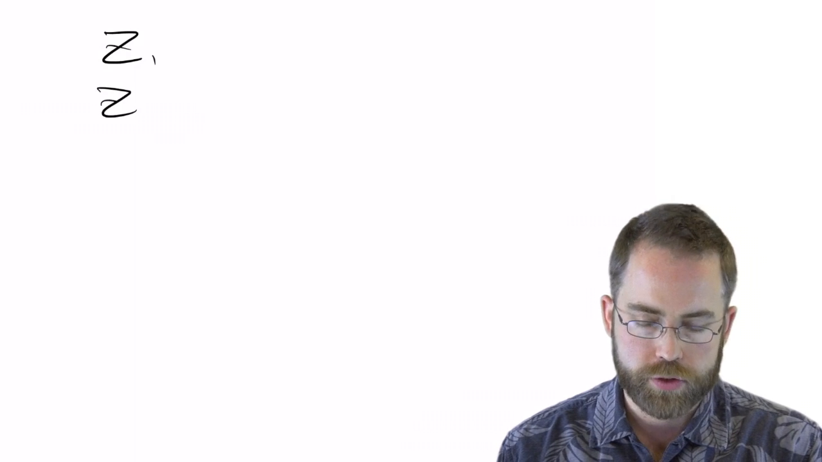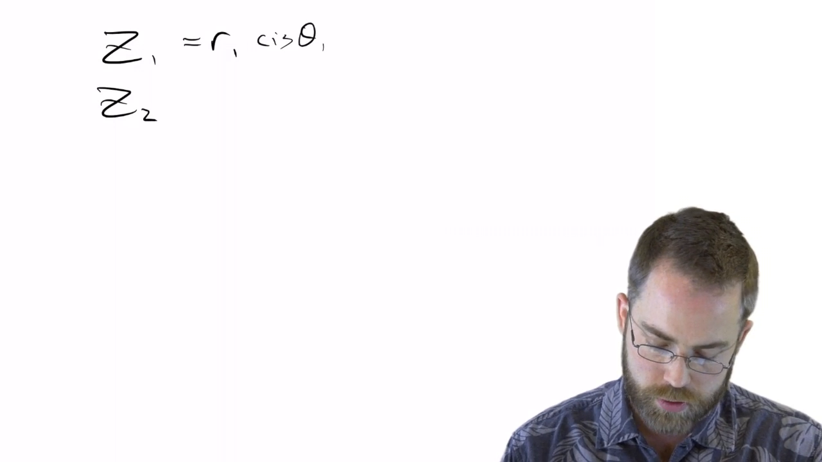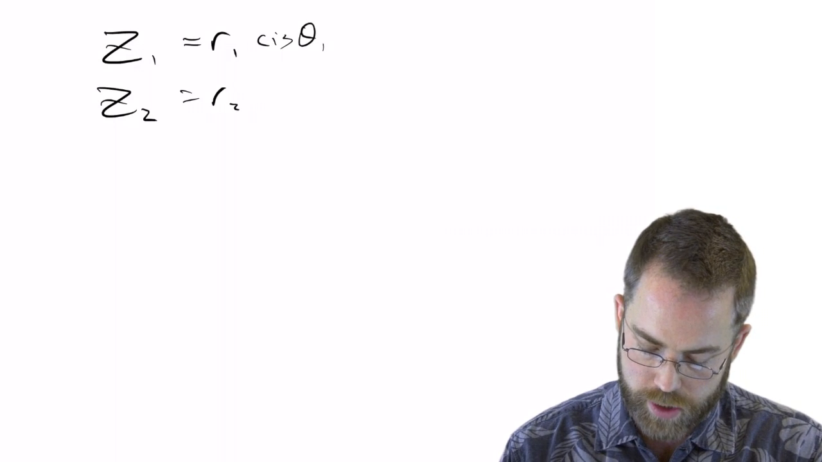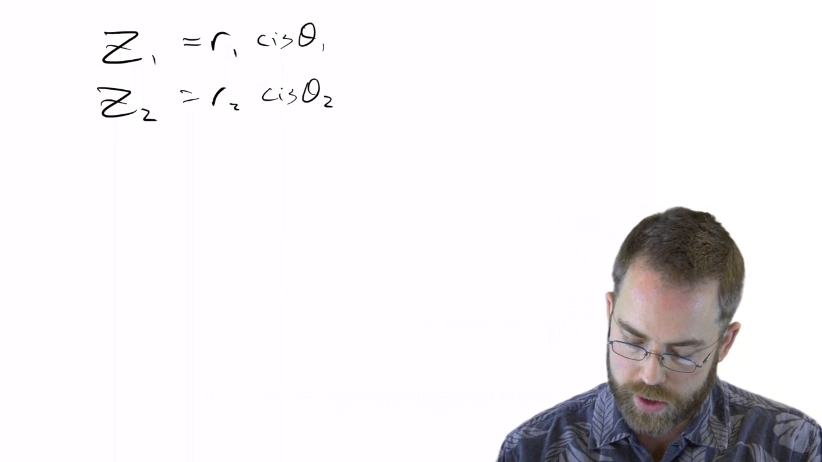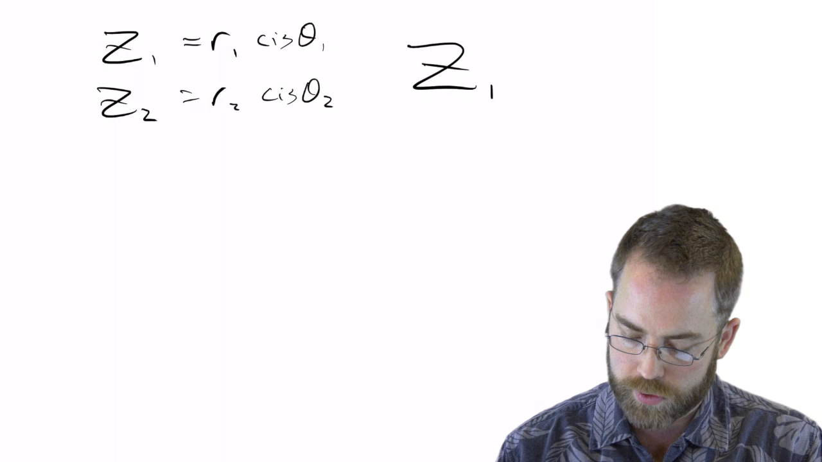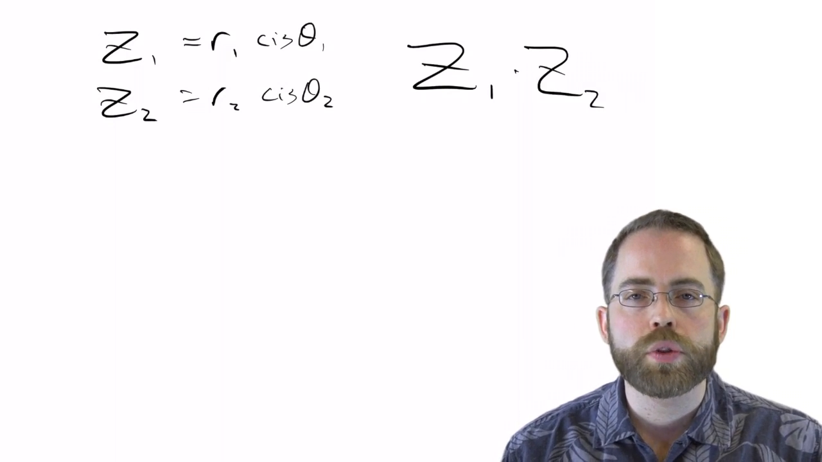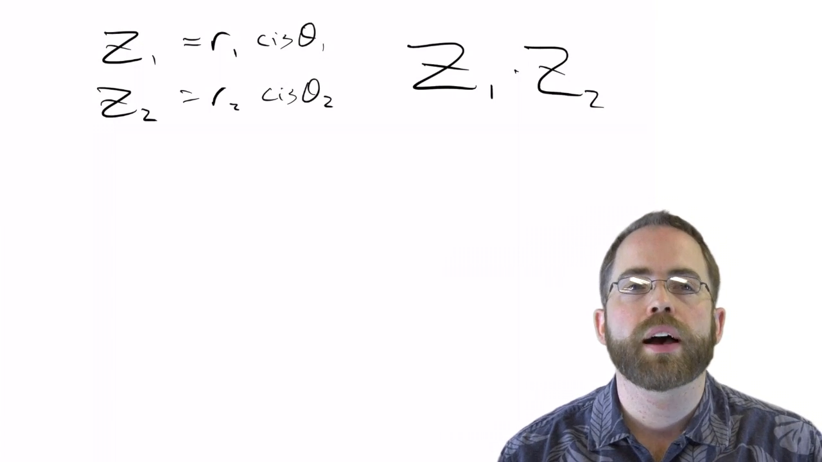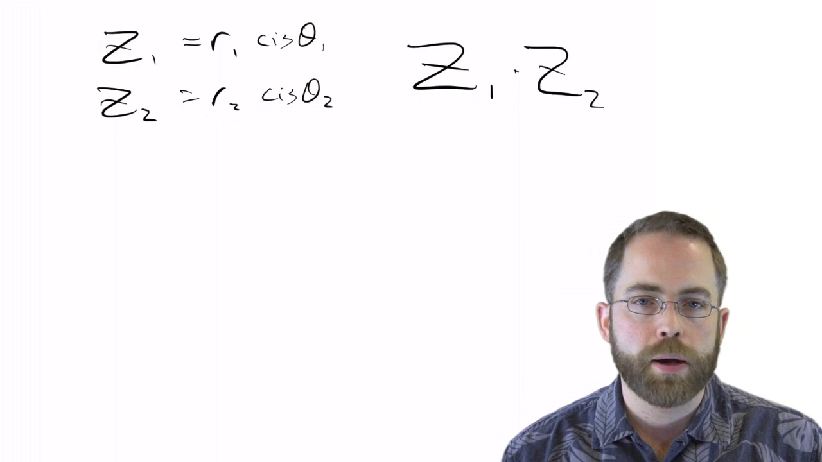Let's take two imaginary complex numbers. They're going to be Z1 and Z sub 2. These are going to be our numbers, and they each have their own particular radius and their own particular angle, so R1 cis theta sub 1 and R2 cis theta sub 2, and we're going to want to find what is Z sub 1 times Z sub 2. Now, if you were going to do this in a plus bi form, you would have to FOIL it all out and do things in a long, complicated way.